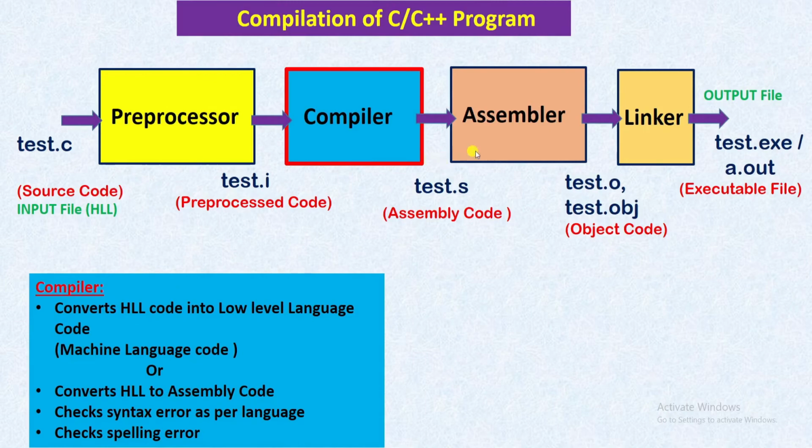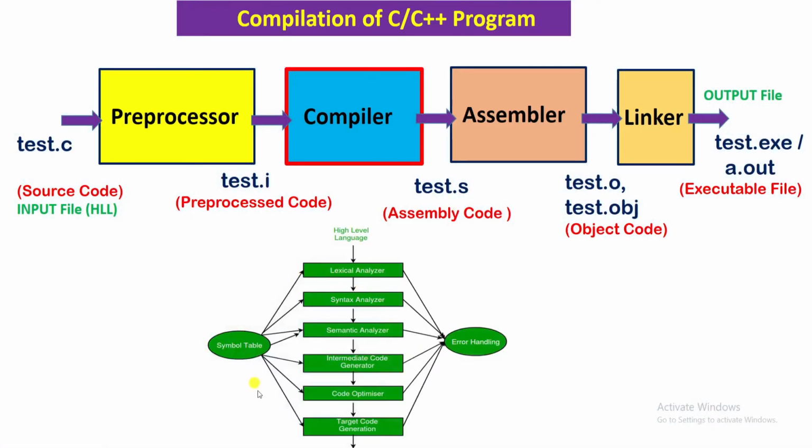Now, before moving forward to the assembler, let me tell you that the compiler is also a big piece of software. It basically consists of many small steps, which help it convert this high level language code into the .s, that is the assembly code. So basically these are the various steps. Inside the compiler we have the lexical analyzer, syntax analyzer, and so on. After all these phases are complete, your high level language code, that is this test.i, or you can say test.c, is converted into your assembly code.